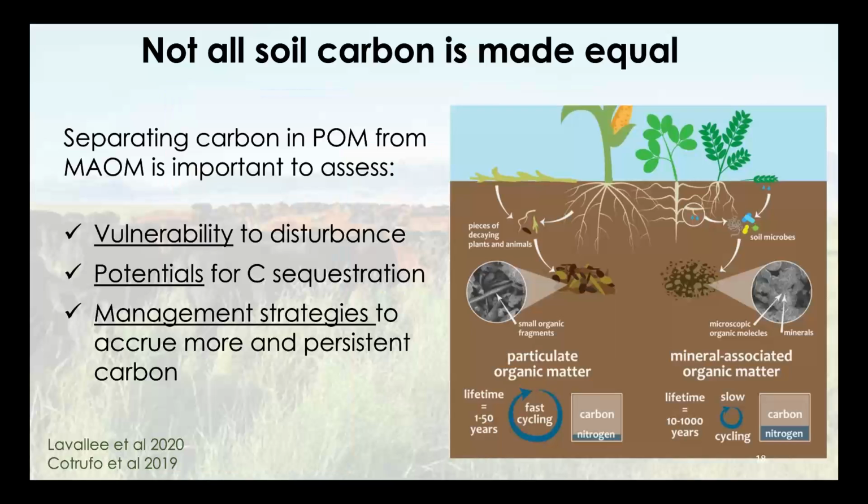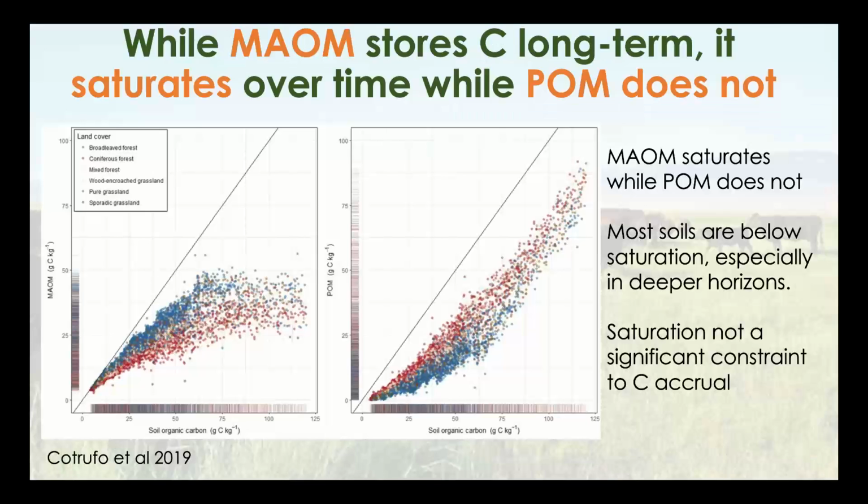Next slide. This framework is very useful, and separating the organic matter pools in this way into POM and MOM is really important to assess vulnerability to disturbance, the potential for carbon sequestration to occur, and management strategies to accrue more and persistent carbon. Next slide.